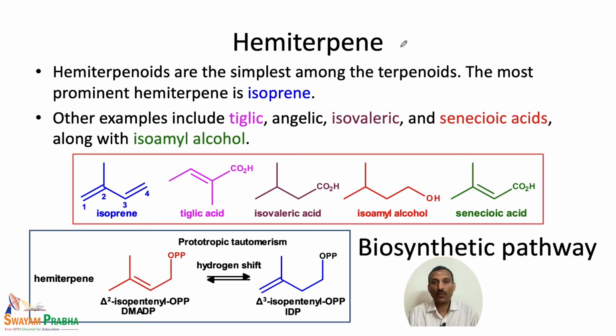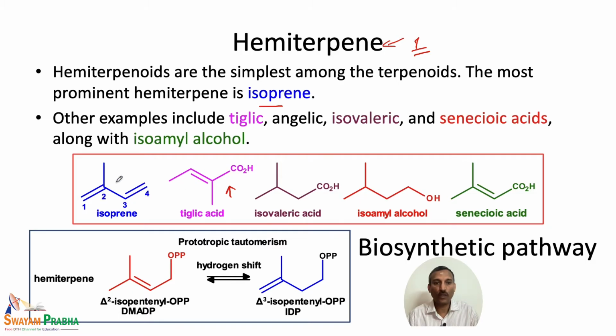Let us start with the first one, which is the hemiterpene. The hemiterpene is basically the simplest unit, or as we have seen, this has only one isoprene unit. In fact, isoprene itself is classified as a hemiterpene, and some other examples include tiglic acid as shown here, isovaleric acid, isoamyl alcohol, senecioic acid are some of the examples of hemiterpenes.